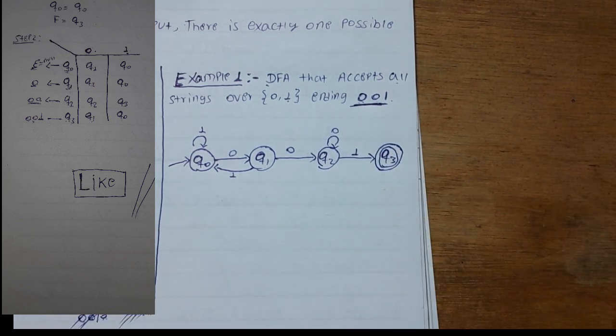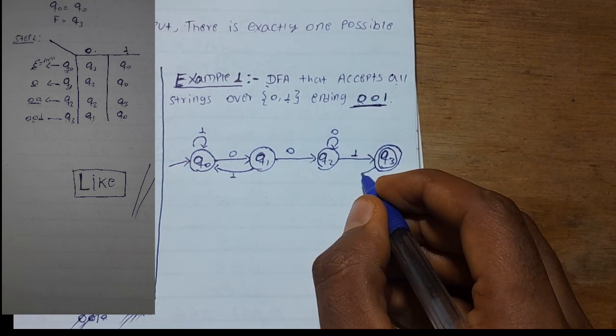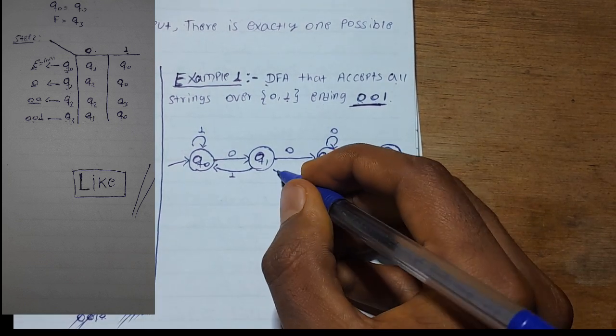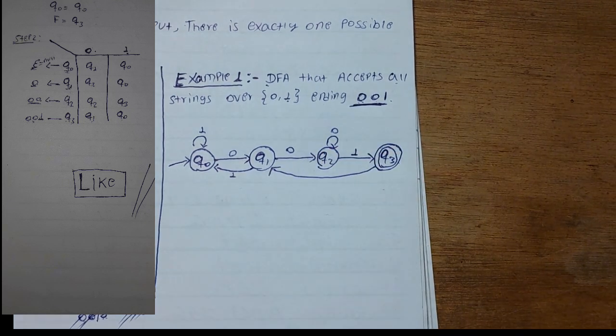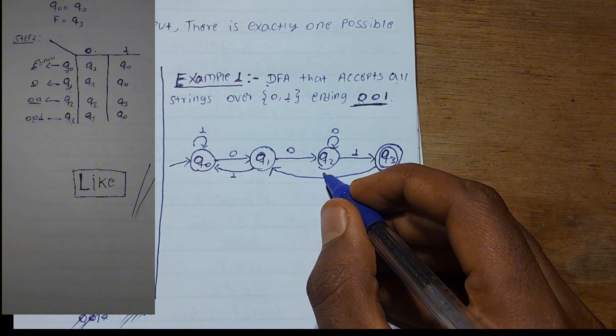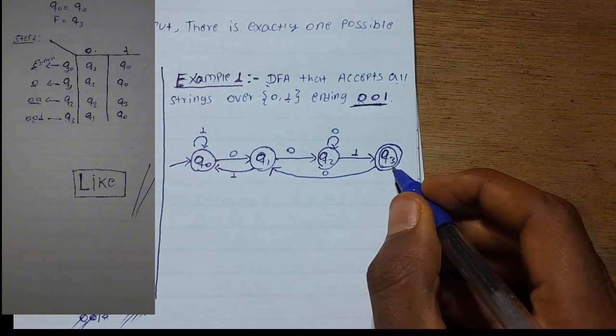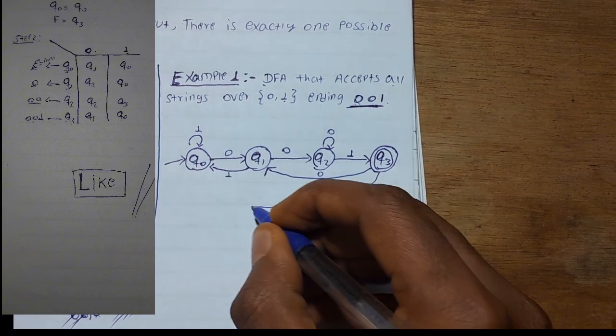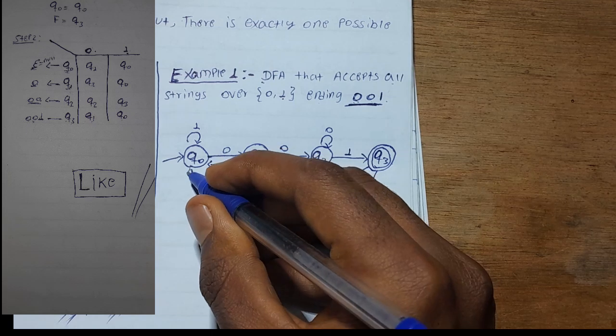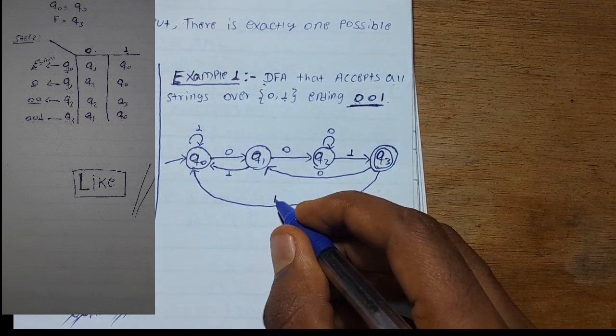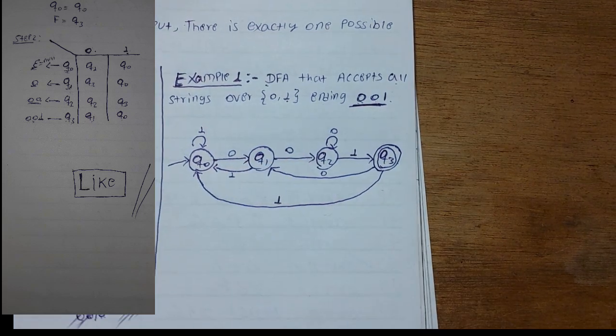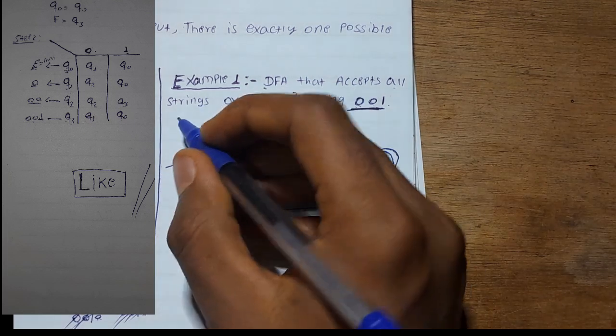And finally for q3, when getting the input 0, it returns to q1 right here, and when getting the input 1 it goes to the initial state q naught here. So this is step 3.